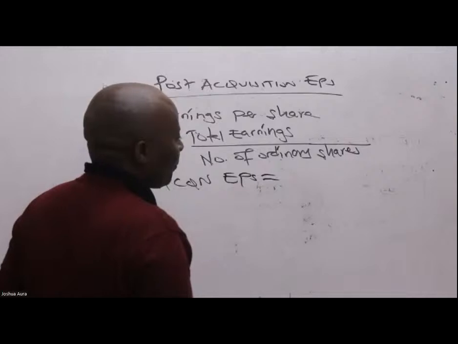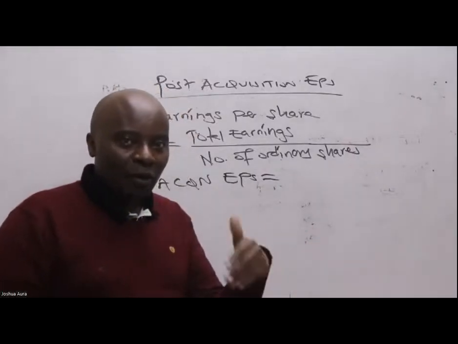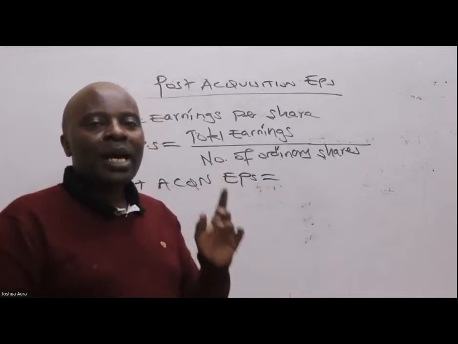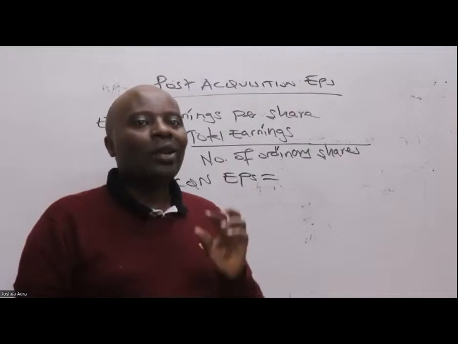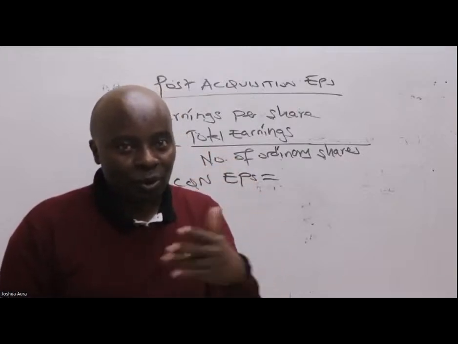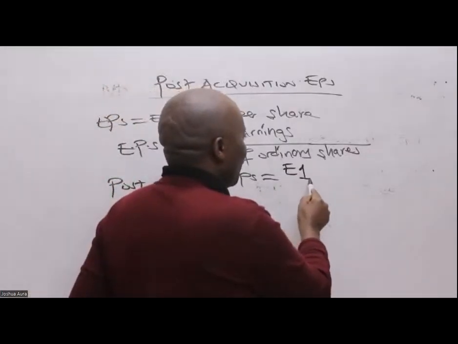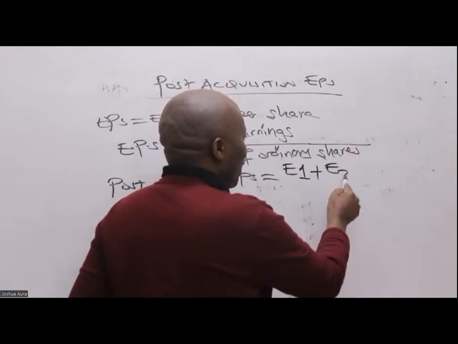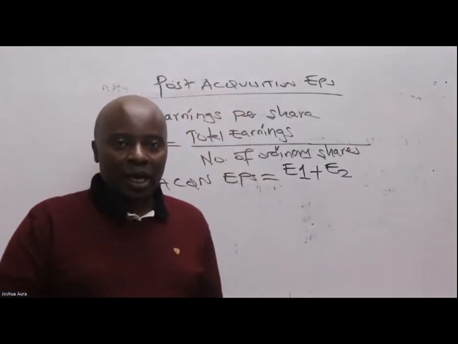It means that when we talk of post-acquisition earnings per share, post-acquisition means post-marriage, after marriage. So after marriage, we are supposed to have one joint account and combine our earnings. So then we shall talk of earnings of the husband plus earnings of the wife. These are supposed to be in one joint account.